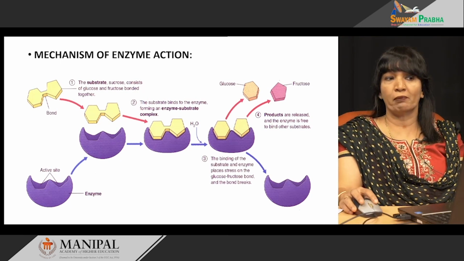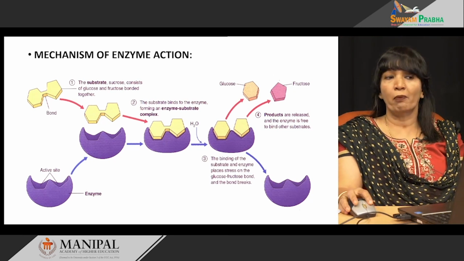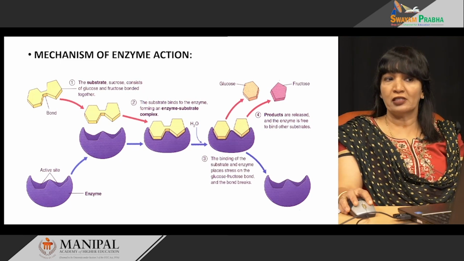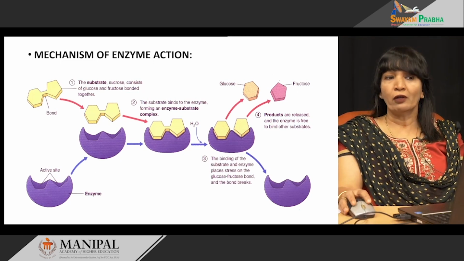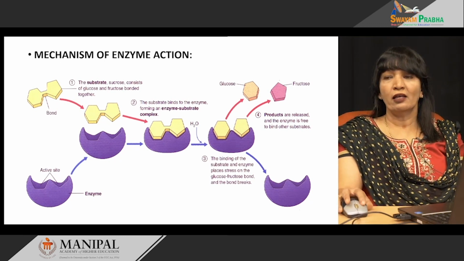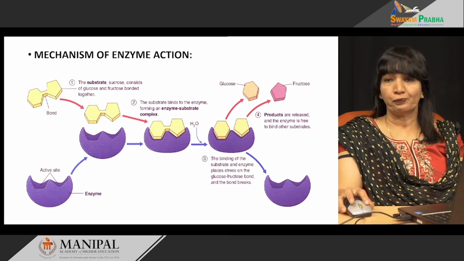See here, you can see the bond that is formed. When the stress is placed, the bond is dissociated. So, what happens when the bond gets dissociated? You have glucose and fructose as the products that are released, and then the enzyme is free.